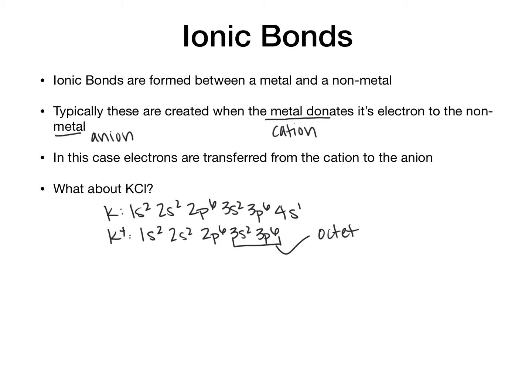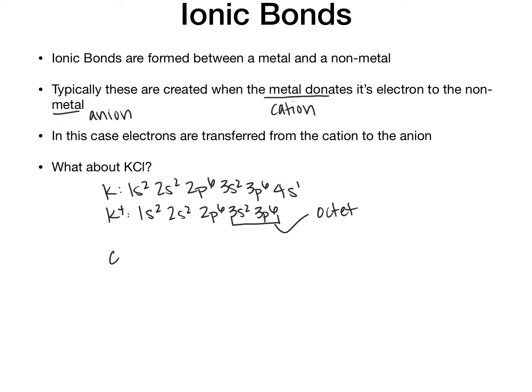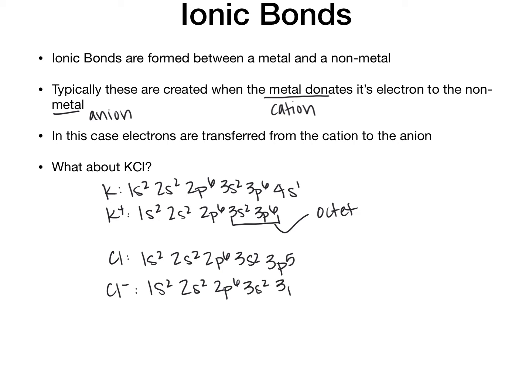When we think about chlorine and Cl minus, chlorine has 1s2, 2s2, 2p6, 3s2, 3p5, and Cl minus absorbs a single electron to complete its octet. So we have 1s2, 2s2, 2p6, 3s2, 3p6. So it has also achieved octet.